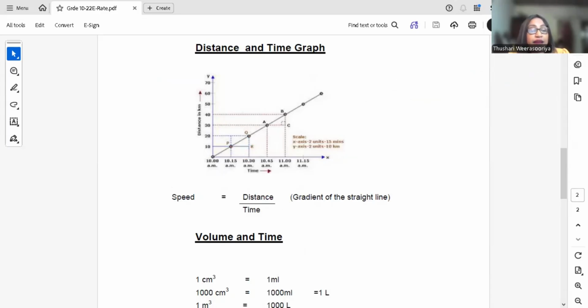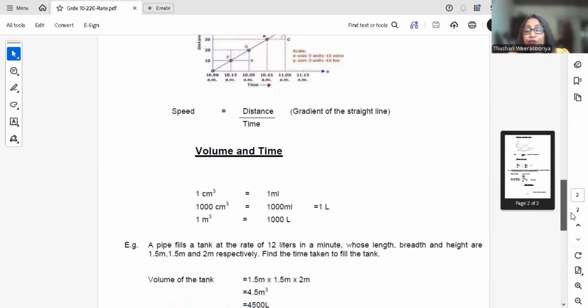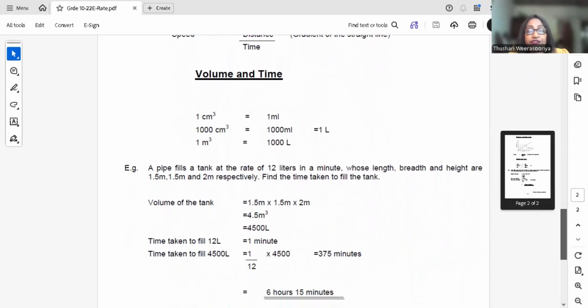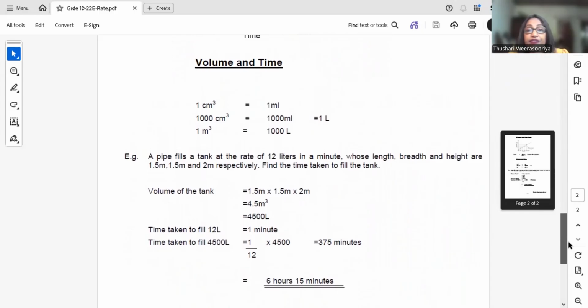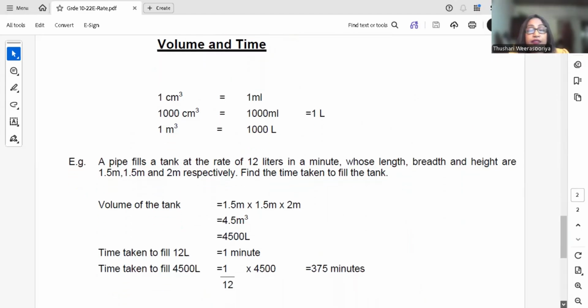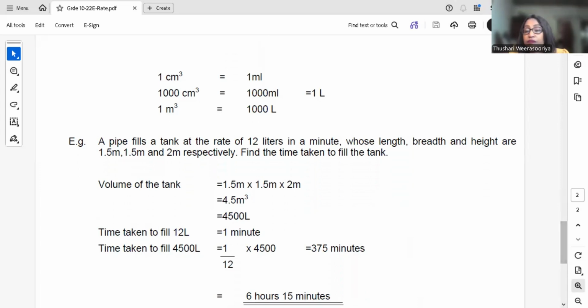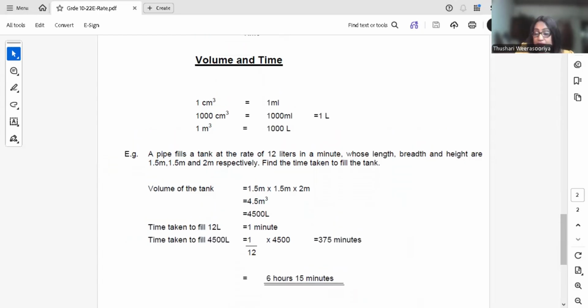Next comes volume and time. To find the volume, you use liters and milliliters. Okay. Now volume and time.